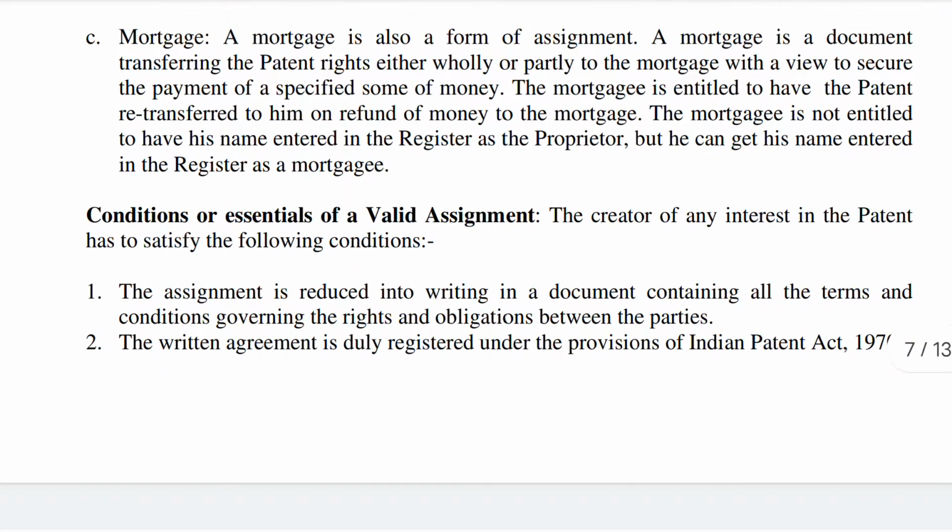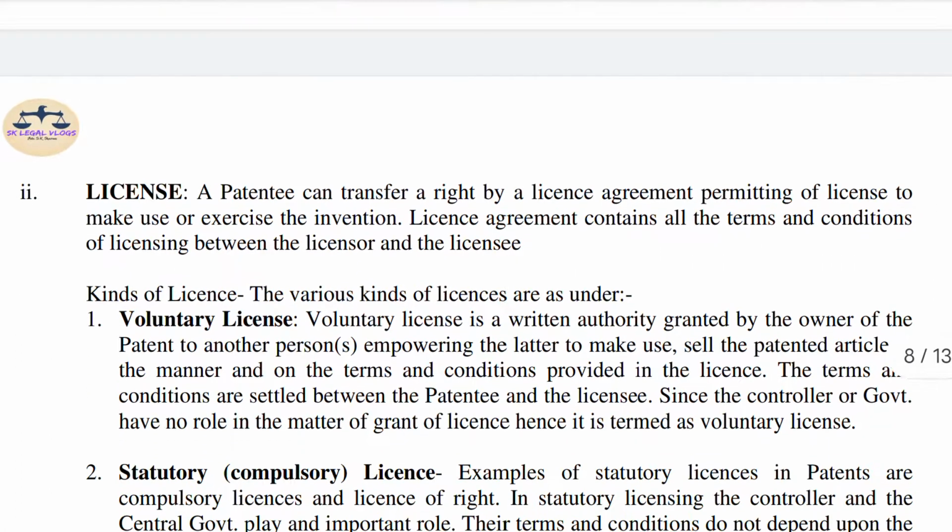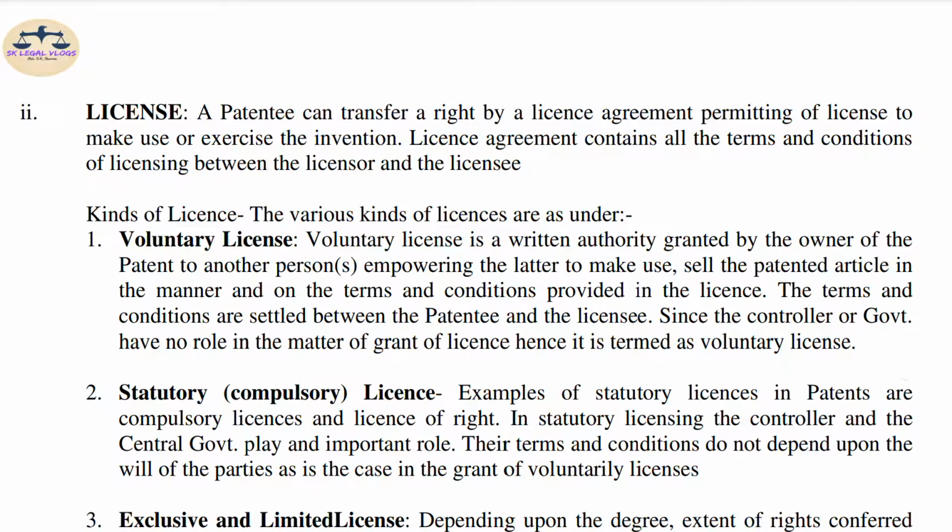Now we see the conditions or essentials of a valid assignment. The creator of any interest in the patent has to satisfy the following conditions. The first condition is the assignment is to be reduced into writing in a document containing all the terms and conditions governing the rights and obligations between the parties. Second is the written agreement is duly registered under the provisions of the Indian Patent Act 1970. So these above two conditions must be fulfilled to have the effect of this kind of assignment.